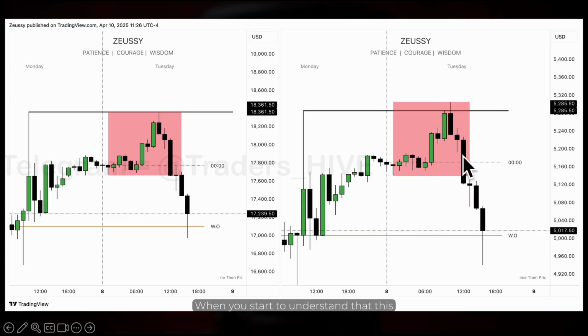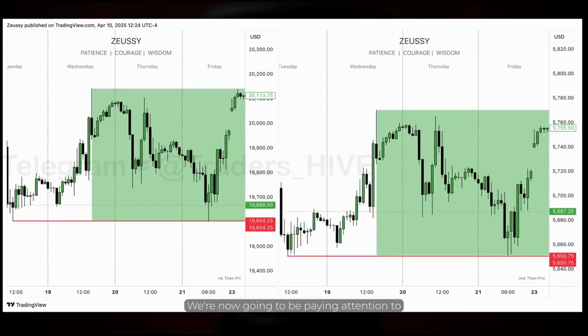When you start to understand that this SMT is literally signaling to you that we're forming that swing high, you must then begin looking at the lower time frame factors to in fact confirm that reversal taking place. We're now going to be paying attention to a bullish scenario, and what I would like you to see is that on the left you can see Nasdaq again, and on the right you can see ES.